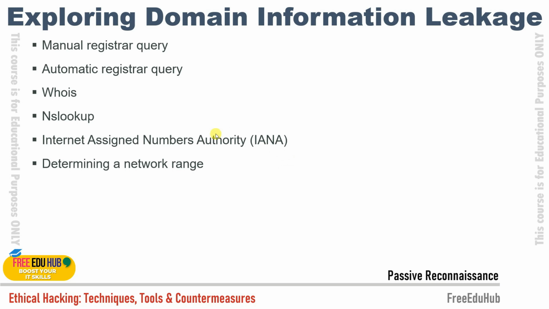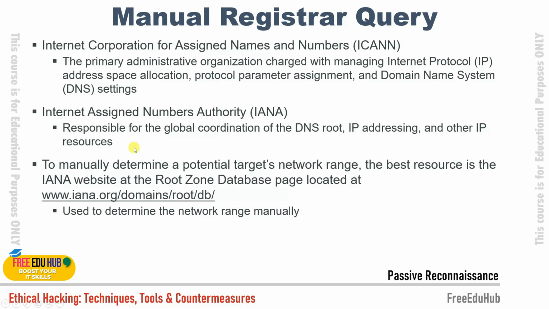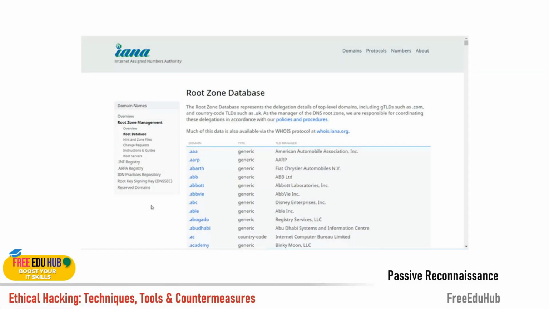So that's how this information is available or made available to the public, but it has its own drawbacks, through which they gather most of the information from their websites. Now, if we look at the Internet Corporation for Assigned Names and Numbers, ICANN, it is the primary administrative organization charged with managing the Internet protocols and the address space allocation and protocol parameters assigned to the domain name systems, etc. Now, the Internet Assigned Numbers Authority is responsible for global coordination of the DNS root, IP addresses, and IP resources. To manually determine the potential of the target, you can go to the IANA website, and they have a complete database where they are posting all the information related to the domains.